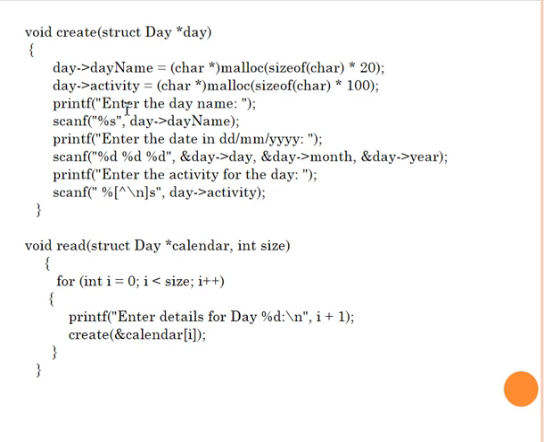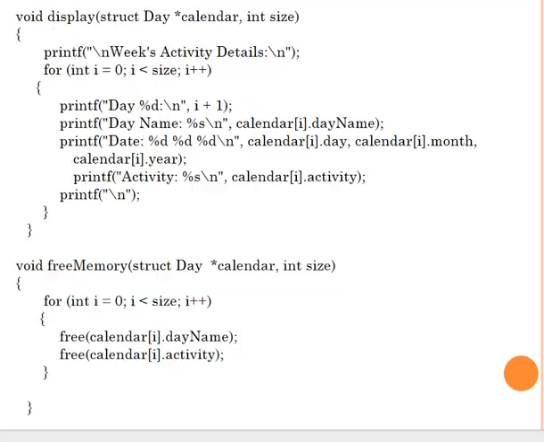In the read function, we are iterating over the array of day structures and calling the create function to populate each element with user input. Means we are calling the create function within the read function, because for every day we need to enter these three details: the day, the date as well as a particular activity. That's why we are performing an iteration here. Next is the display function. We'll see the execution simultaneously.